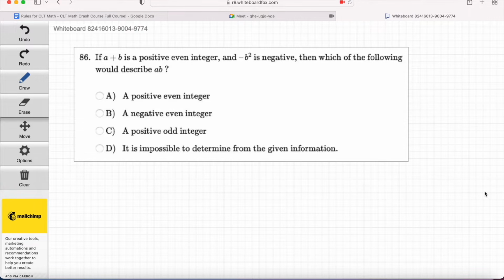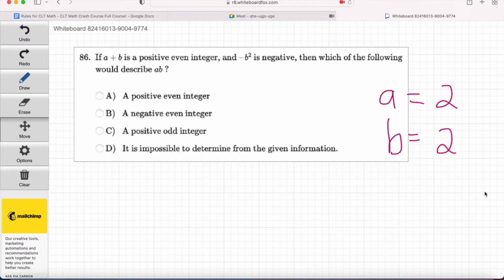I need values for a and b here. a plus b has to be a positive even integer, and negative b squared has to be negative. So we could do 2 for both a and b. I don't see any reason why not. Let's try it. We'll make a 2, and we'll make b 2. Is a plus b a positive even integer? We'll test that first part.